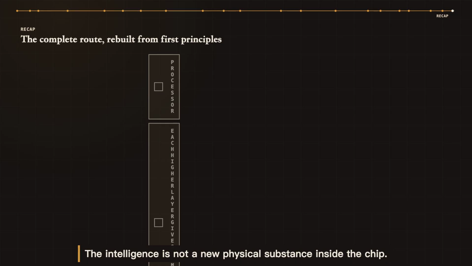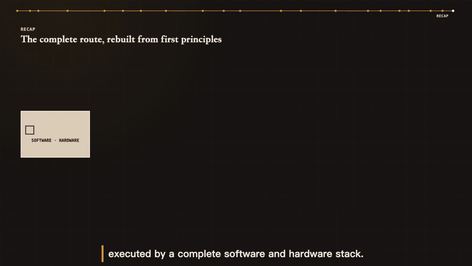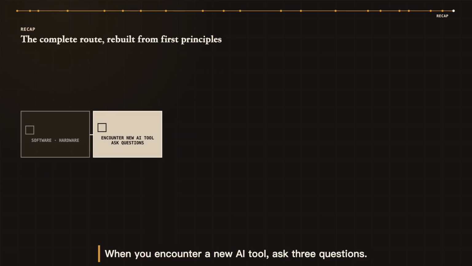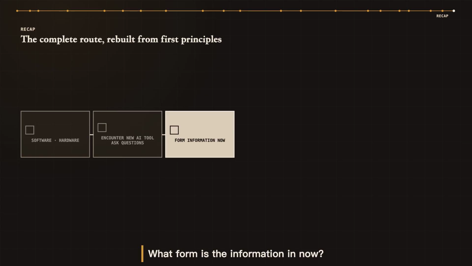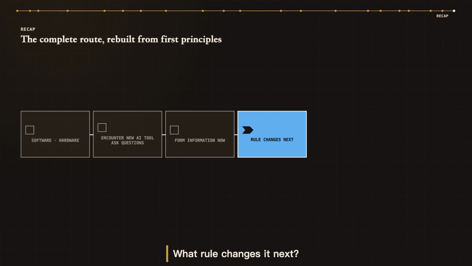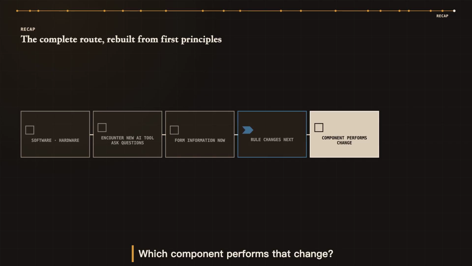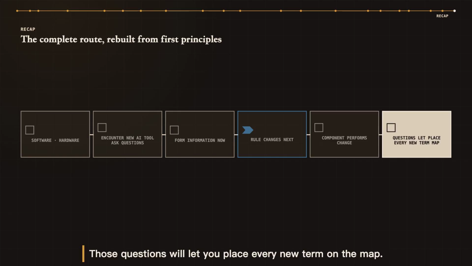The intelligence is not a new physical substance inside the chip. It is the behavior of a trained numerical model, executed by a complete software and hardware stack. When you encounter a new AI tool, ask three questions. What form is the information in now? What rule changes it next? Which component performs that change? Those questions will let you place every new term on the map.